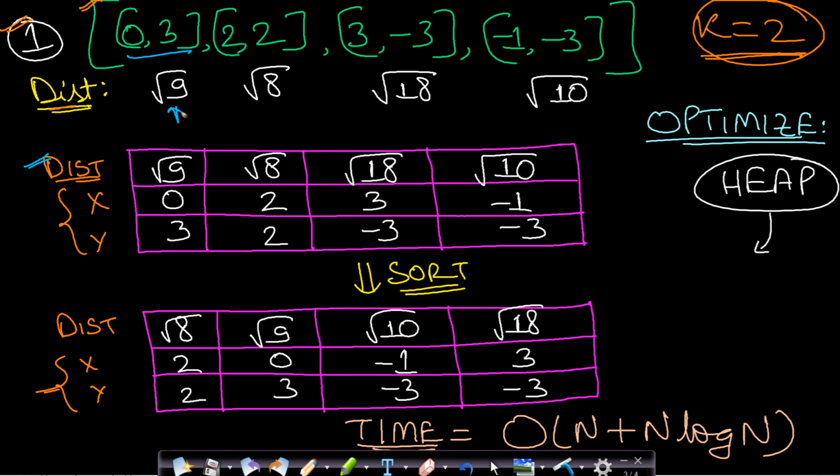I have calculated the distance for each and every point with the point 0, 0, and while calculating I have pushed each distance along with its corresponding x, y coordinate. So I calculated the distance of 0, 3 with 0, 0. It came out to be root 9. So I have stored root 9 along with its point 0, 3. I have repeated this for each and every point. So this is basically a vector of size n, and it has 3 values for each row, therefore it is of size n by 3.